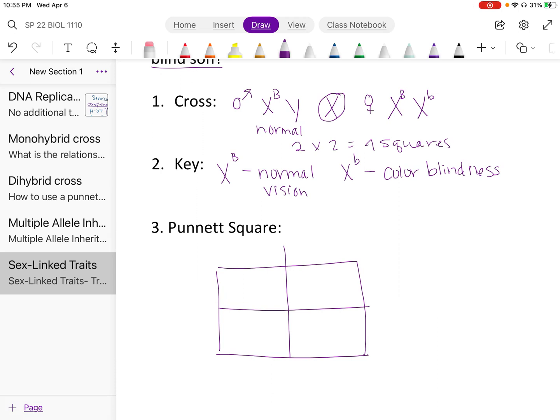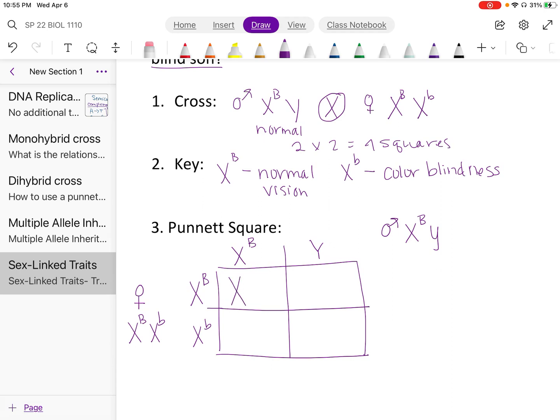I'm going to have my female here on the left side, and her genotype is she's a carrier female, so she's going to have X big B and X little b. And then on the top, it's going to be a male, and his genotype is an X chromosome with a dominant B and then a Y. And then we just complete a square like we've done before.